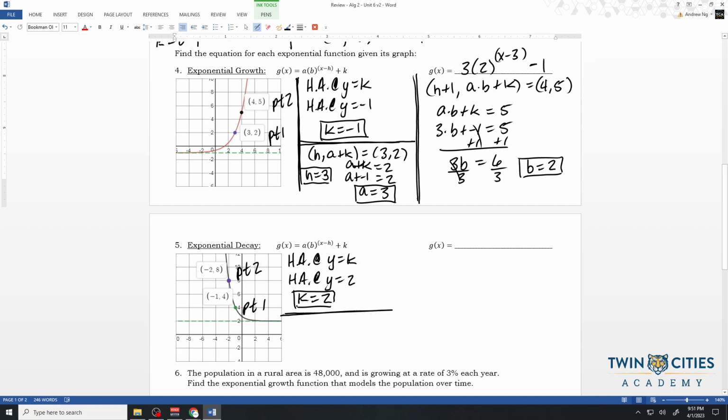Then I look at the first reference point. And regardless of growth or decay, your first reference point is (h, a plus k). I've identified my first reference point is (-1, 4). So this tells me left is left, h equals -1. And right is right. a plus k is 4. Since k equals 2, I can say a plus 2 equals 4. And then subtracting 2 from both sides, a equals 2.